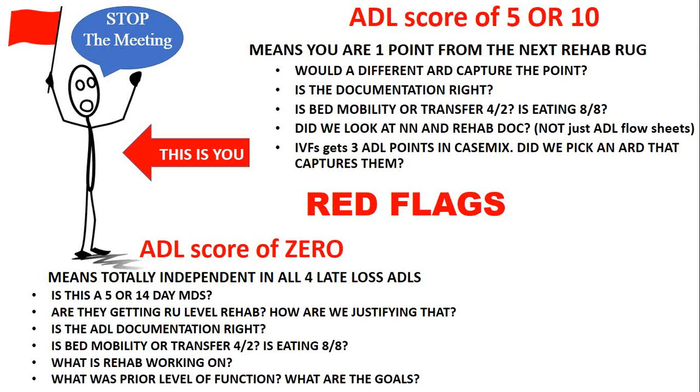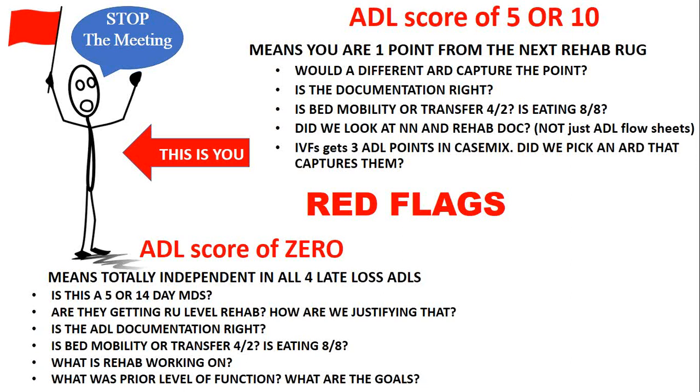If you get an ADL score of 0, this means that the person's totally independent in all 4 of their late loss ADLs. You really need to look, is this a 5 or a 14-day MDS? What did we bring them in under rehab? Are they getting RU levels of rehab, and how are we justifying that with a 0 ADL? Is the ADL documentation right?